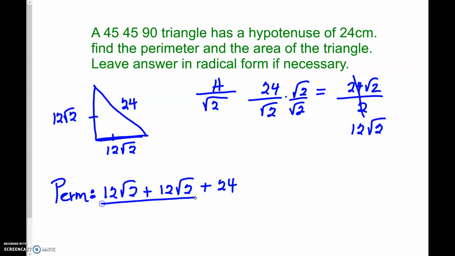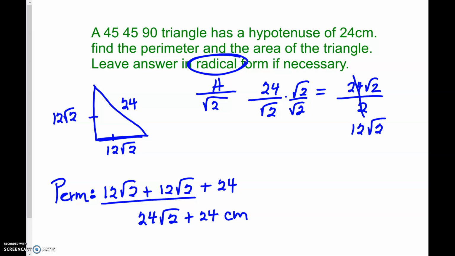These are like terms, so 12 plus 12 is 24 root 2 plus 24 centimeters. We cannot go any further than that because they want us to leave it in radical form. They don't want decimal, they want it in radical form. So this is the final answer.